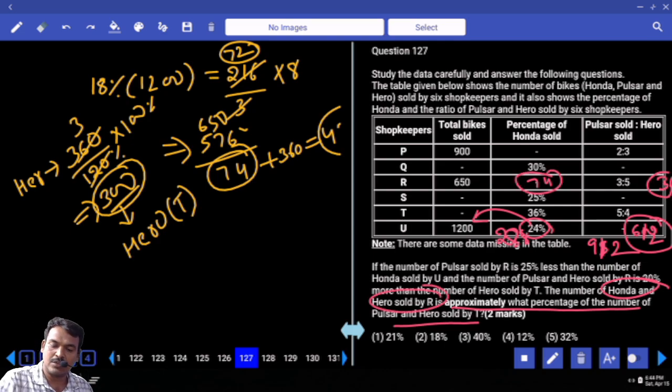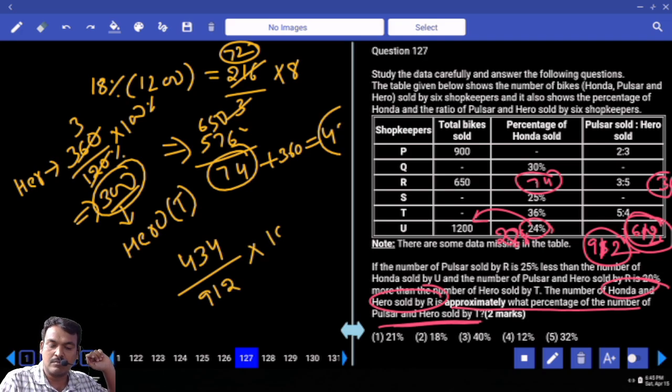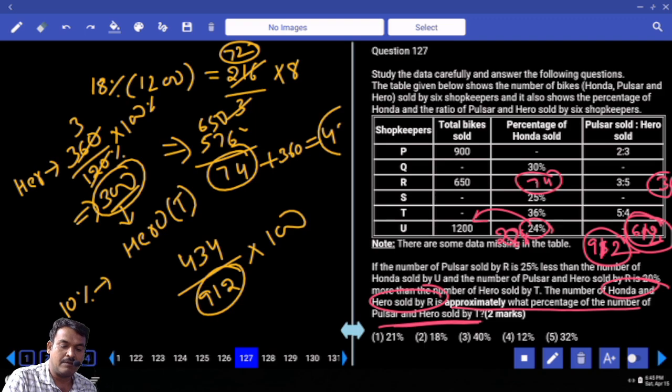74 plus 360, it is how much? 434. Is what percent of Pulsar and Hero? Pulsar and Hero means, what is the Pulsar value? 612. Pulsar and Hero direct value is how much? 912. 434 by 912 into how much value? 100. Approximate value or exact value? Approximate. What is the 10% value? 91. 40% value? 360 something or not? Means answer must be nearby 40% or more than 40 or not? Okay.